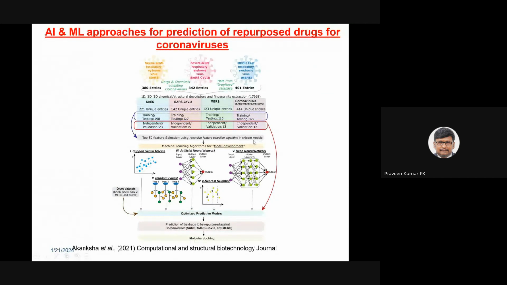Okay, so this is how we can use this kind of AI and ML approaches. What are the methods here? They mentioned machine learning methods: support vector machine, random forest, artificial neural network, K nearest neighbor, and deep neural networks. So these are the machine learning algorithms they have used for development of drugs, especially repurposed drugs.